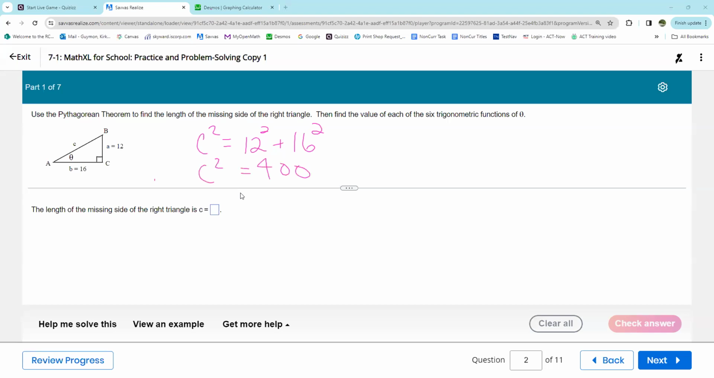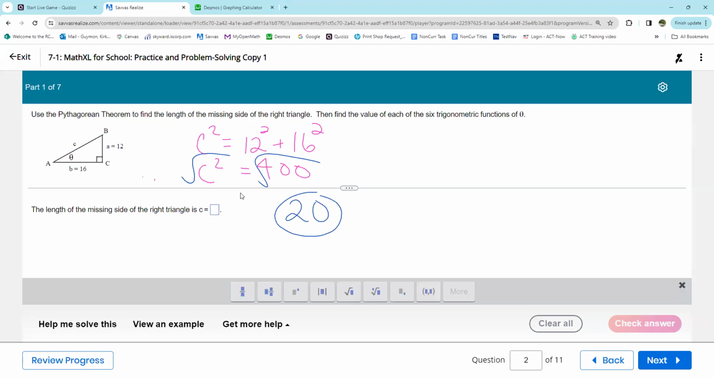for c squared, and then we will just square root both sides because we want to know the hypotenuse. And I happen to know the square root of 400 is 20. So the correct answer here is going to be 20. Let's check that, see if we got that right.